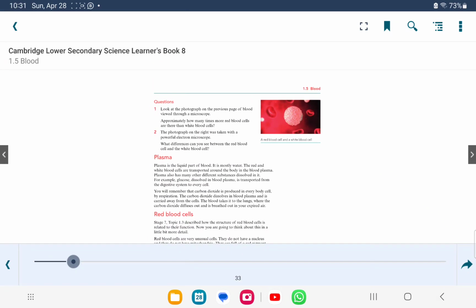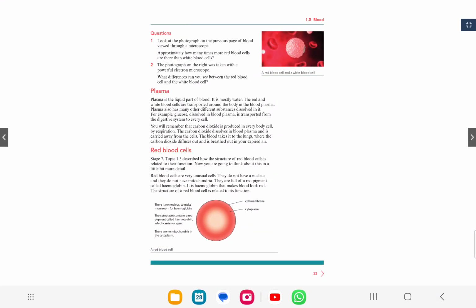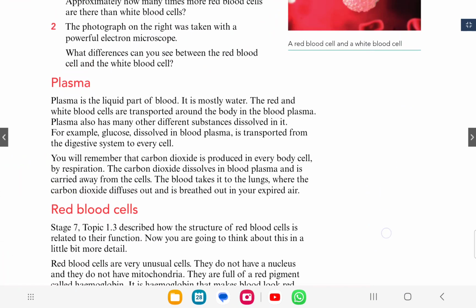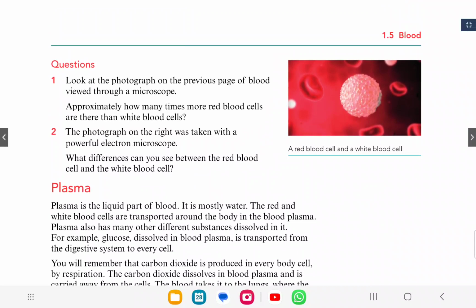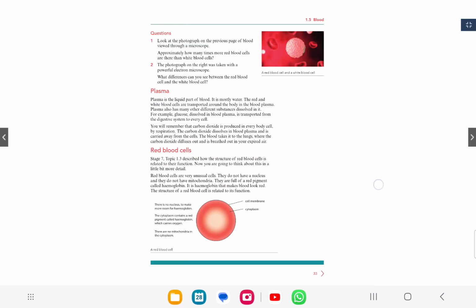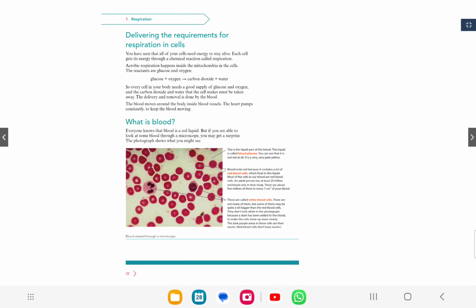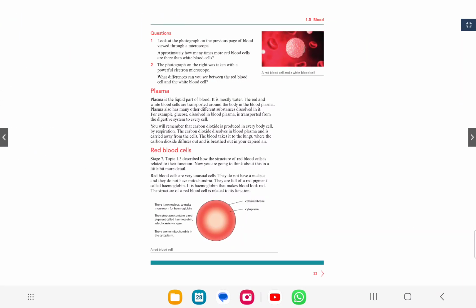The photograph on the right was taken with a powerful electron microscope. What differences can you see between the red blood cells and the white blood cells? The differences I can see are white blood cells are a lot bigger than red blood cells and there are a lot more red blood cells than white blood cells. We can also see it from this picture. Also, one more obvious thing is that red blood cells are red and white blood cells are white.